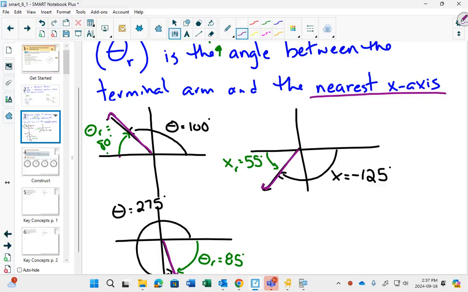What about 90 degrees? If I gave you 90 degrees, what's the reference angle? It's 90 degrees. Which one is it closest to? Well, it's equal distance to either one. It'd be 90 degrees if you went this way, or 90 degrees if you went that way. But the reference angle would still be 90 degrees. So it's always the distance to the nearest x-axis.